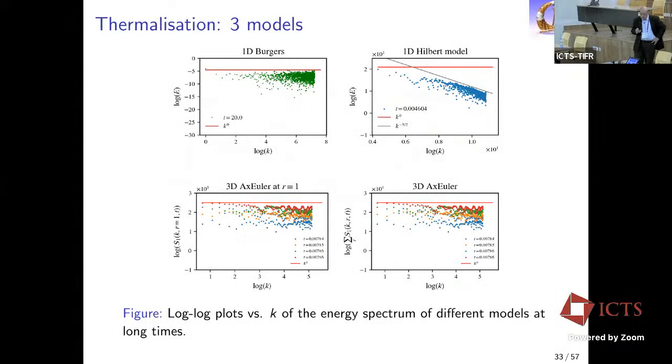So we can compare thermalization in various different models. Here is thermalization in conventional one-dimensional Burgers. Mark mentioned the K to the 0 spectrum that's there, and this is how it behaves as a function of time. So it's more or less thermalized. 1D Hilbert did not do very well. And of course, it's a slightly peculiar problem because only the L1 norm of the velocity is preserved. And the 3D axisymmetric Euler is more or less thermalizing.